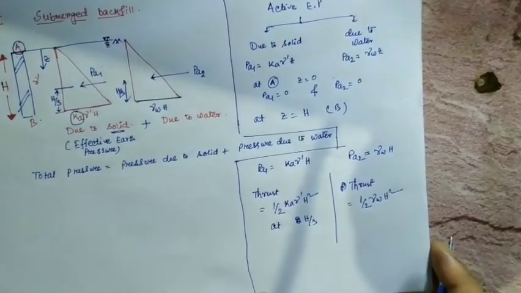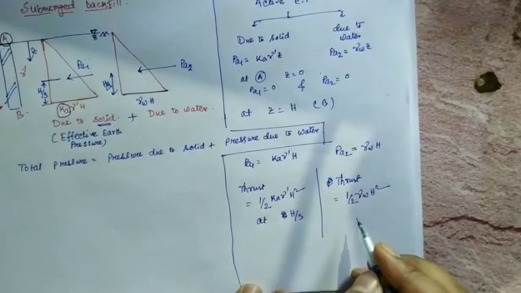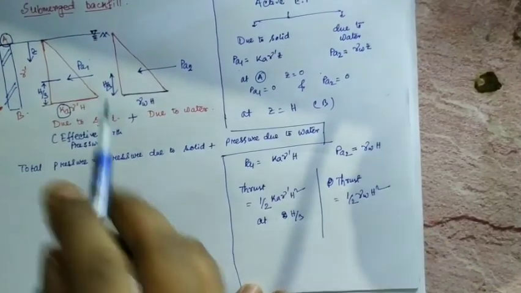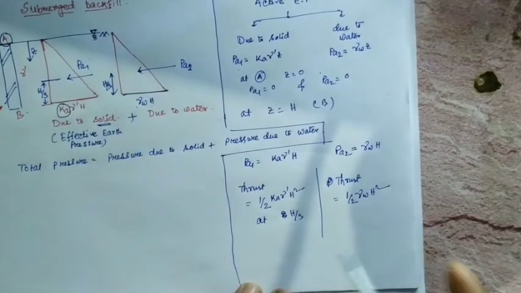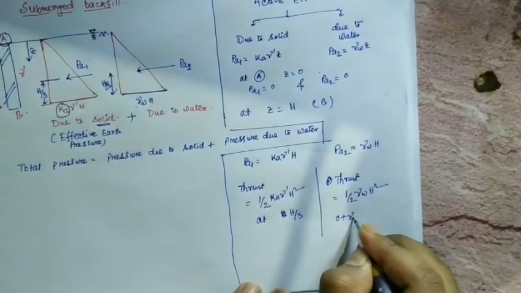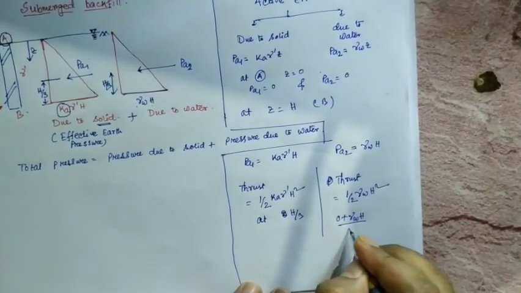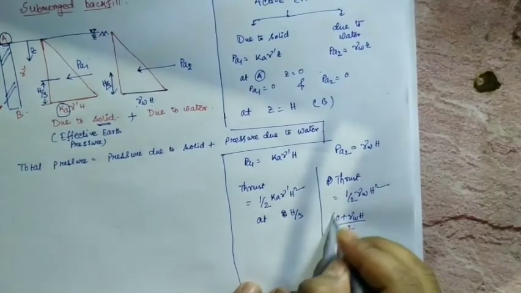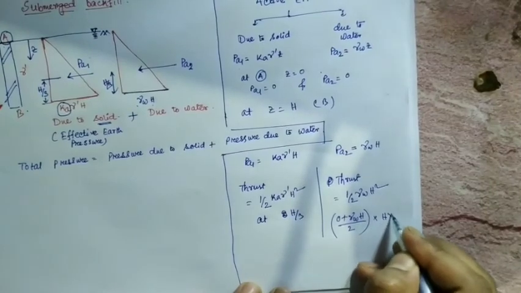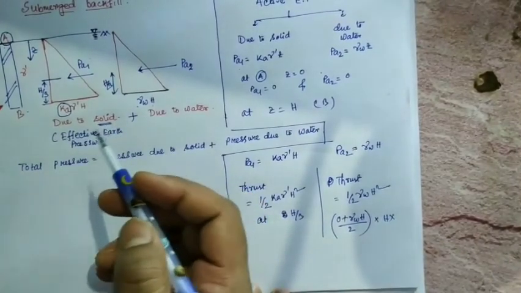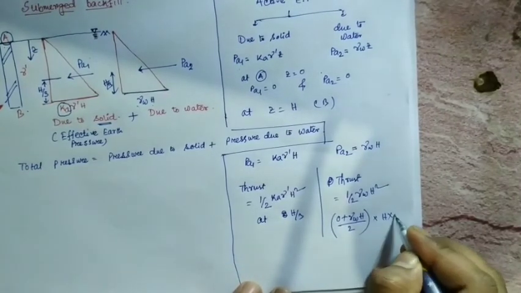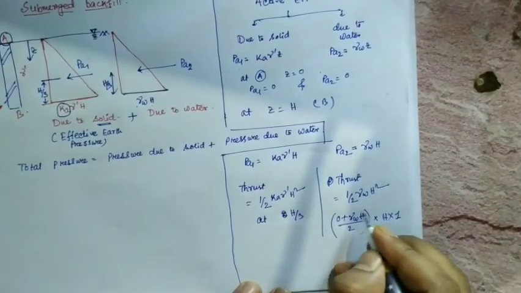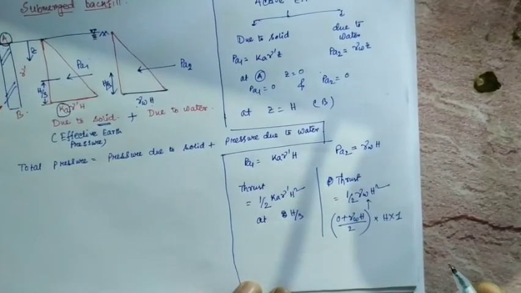What is thrust? Thrust is average pressure into area. So the average pressure: at top it was 0, and at bottom gamma W into H. So at top 0 plus bottom gamma W into H, to get the average we have to divide it by 2. And area means H into length, because the assumption was unit length. The length inside the paper we are taking as unity, so it is 1. So we get the result half gamma W H square.